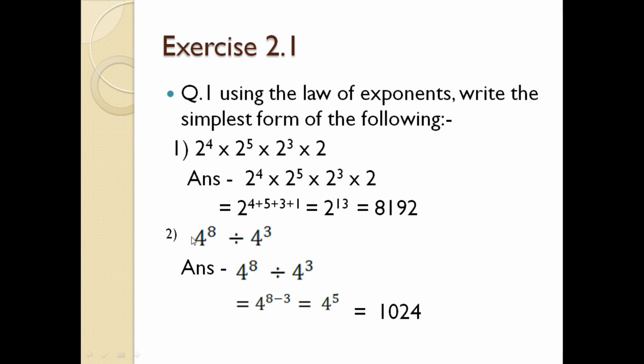Then the answer will be 8192. 4 raised to 8 divided by 4 raised to 3. So 4 raised to 8 minus 3 is equal to 4 raised to 5, which is equal to 1024.